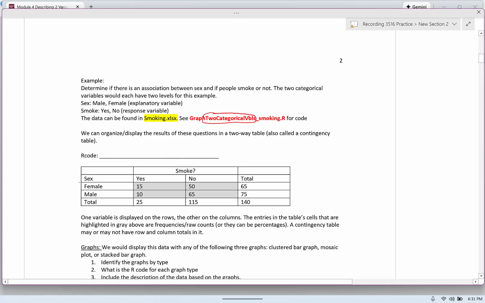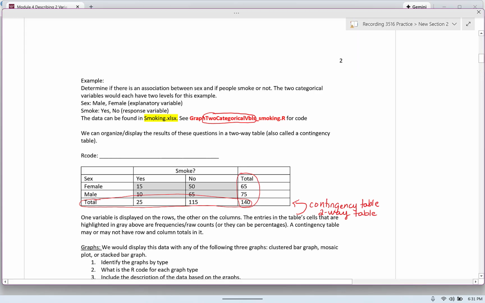So this thing here is called a contingency table, or a two-way table, because it has two variables on it. And I have put sex on the rows and smoking on the columns, but it's completely fine to flip-flop those two things. And then I've also included the totals for the columns and the totals for the rows, but those are not mandatory.